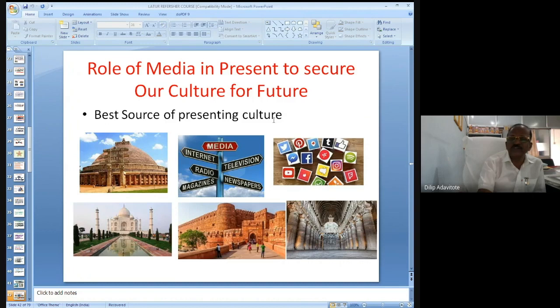The role of media is very important to present and secure our culture for the future. It is the best source of presenting culture. Now, media means social media: you can call it WhatsApp, Facebook, Instagram. All these are there, and we know the internet is important, along with the television sector, newspapers, radio, and magazines. Our strengths, Taj Mahal, Sanchi Stupa, forts, Gautam Buddha's destinations, we have to highlight to attract foreign delegations and promote all these things in a planned manner. We must concentrate on the strengths of our country to attract the population.